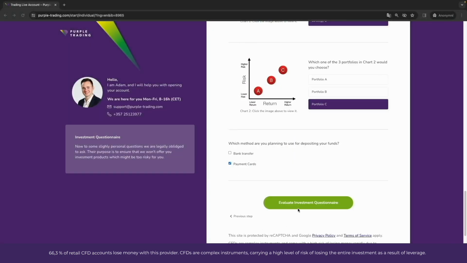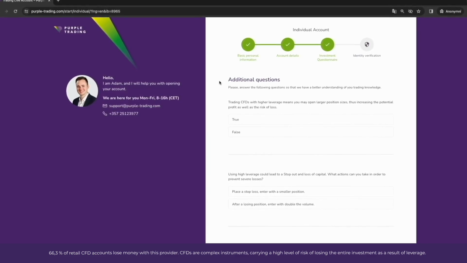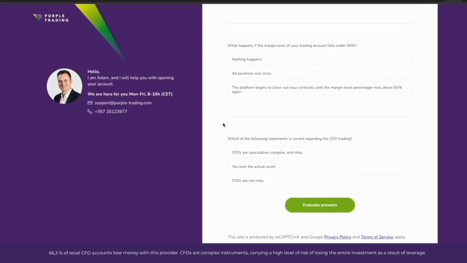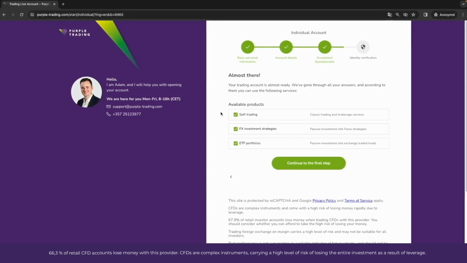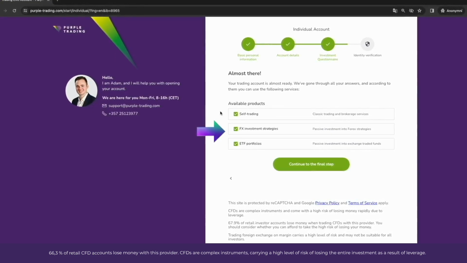Before we get to the evaluation of the investment questionnaire, on the next page it's time to test your knowledge of trading and investing. You can help us with this by answering a few additional questions. You've completed the questionnaire, the supplementary questions too. Now it's time to find out which of our products and services are suitable for you.